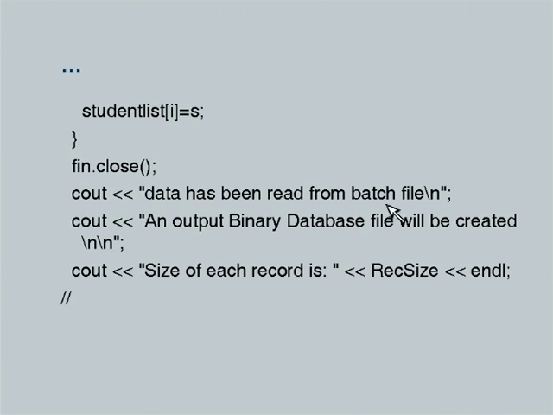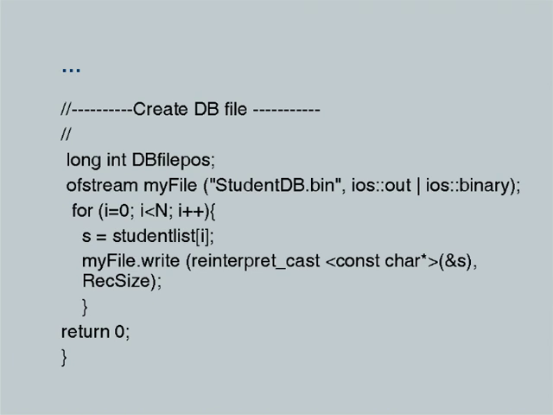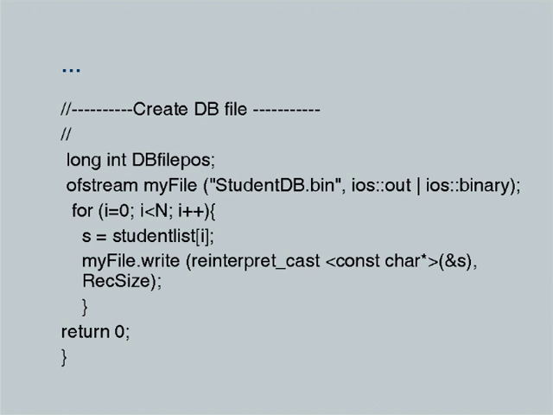I am just saying that data has been read from the batch file. Now I will create an output binary database file. The size of each record, for my information, I'm just printing it out. And this is the way you create the binary file. So observe that I have a DB file pos, or the database file position, just like pos. Please note that putting pos or DB file pos or such values as mere integers will not be adequate. Why? Because the number of bytes that you can have on the disk is very large. A 4-byte integer is not adequate, so you always define it as a long length. So you typically have 8 bytes to represent a particular byte count.